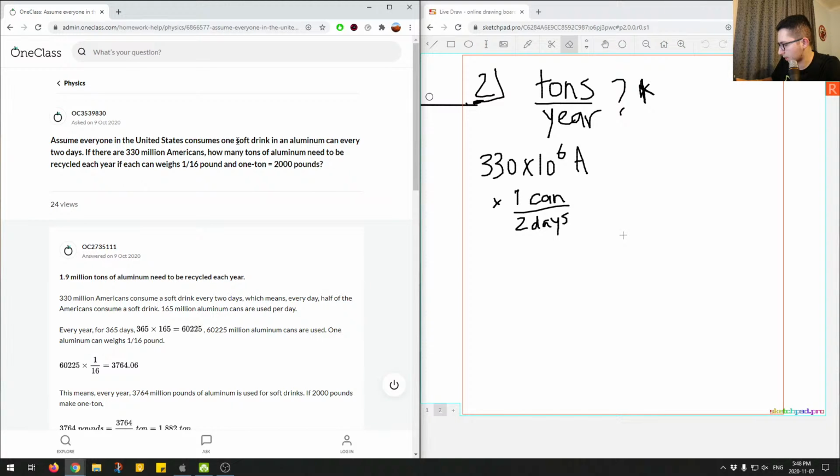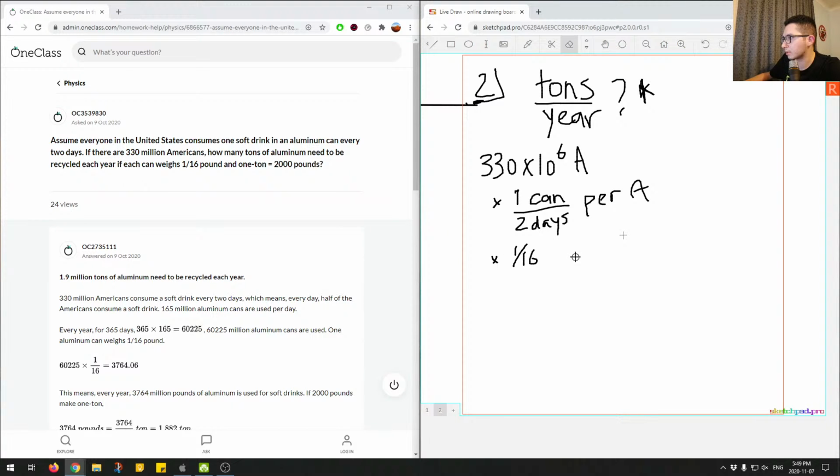I guess per American, I'll say per A. Okay, so that's pretty clear. So one soft drink per 2 days for each American. How many tons of aluminum need to be recycled each year if each can weighs 1/16 pounds? So we know we can multiply this by the conversion factor of 1/16, can. Actually, no, not can.